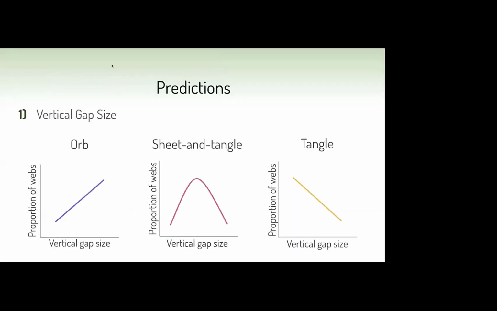So when considering vertical gap size, we predicted that the ability of a web to take advantage of larger gaps in their environment would increase with the size of the web and decrease with the amount of structural support that the web requires from its environment. So we predicted that orbs would select for areas with larger gaps because they tended to be largest in size and required the least amount of support. We predict that sheet and tangle webs would be found in highest relative proportions in areas with moderate size gaps. And tangle webs, we predicted, would prefer areas with the smallest size gaps.